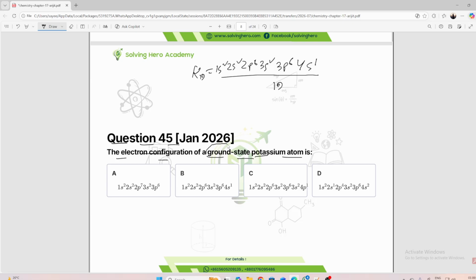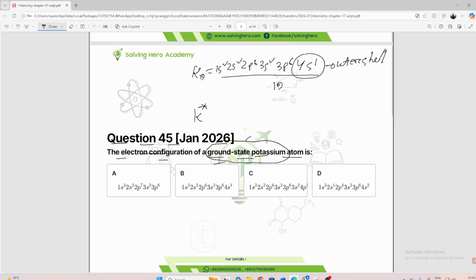What does ground state mean? That means this potassium is not an ion, and this potassium is not excited. Ground state means not excited. What does excited mean? If you look carefully at the 19, that means 1s2, 2s2, its outer shell is the 4s, right? It is the outer shell.